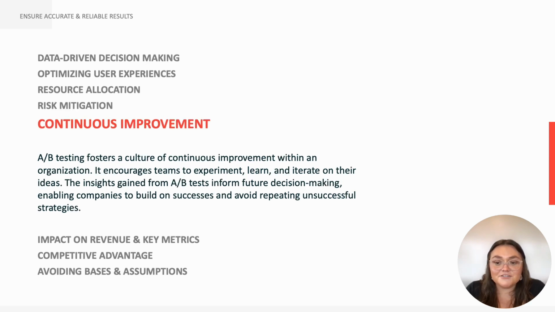A/B testing fosters a culture of continuous improvement within an organization. It encourages teams to experiment, learn, and iterate on their ideas. The insights gained from an experiment can inform future decision-making, enabling companies to build on their successes and avoid repeating unsuccessful strategies.